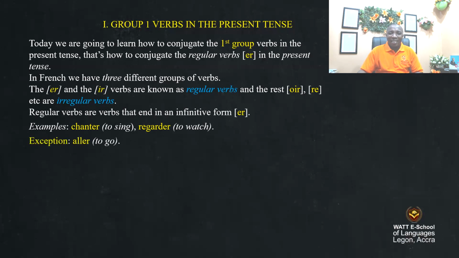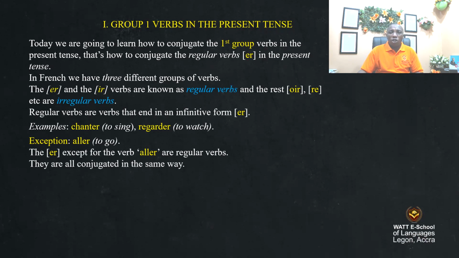Exception, aller. Aller also ends in ER, but this one does not fall within the rules of the regular verbs. That's why we say it is an exception. It means to go. The ER verbs, except for the verb aller, are regular verbs. They are all conjugated in the same way. They follow the same pattern.